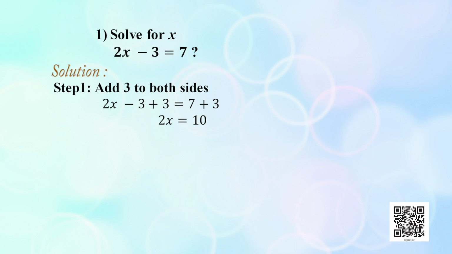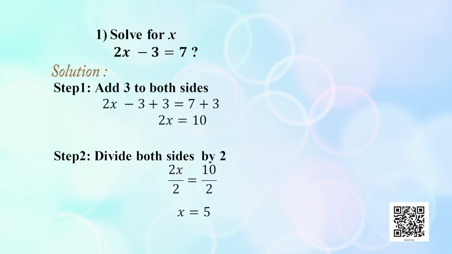Now, in order to eliminate 2, the second step is to divide both sides by 2. 2x divided by 2 is equal to 10 divided by 2. So, in 2x divided by 2, the 2 gets cancelled, x is left, and 10 divided by 2 is 5. Therefore, x = 5. x = 5 is the required solution of that equation, as you know already.